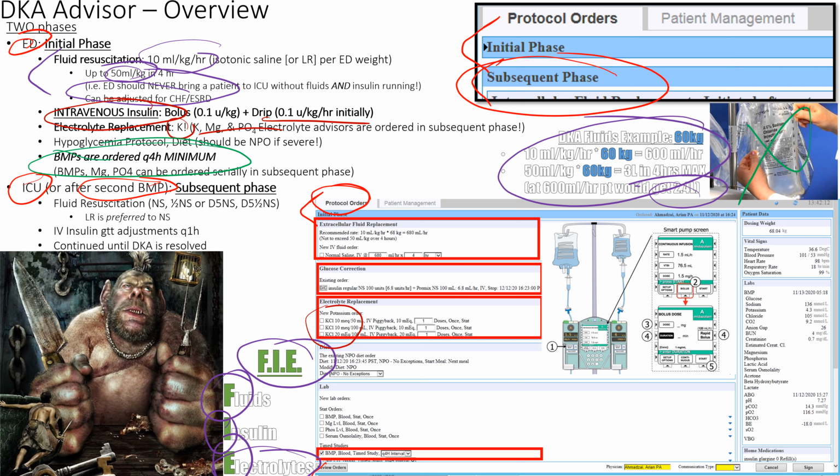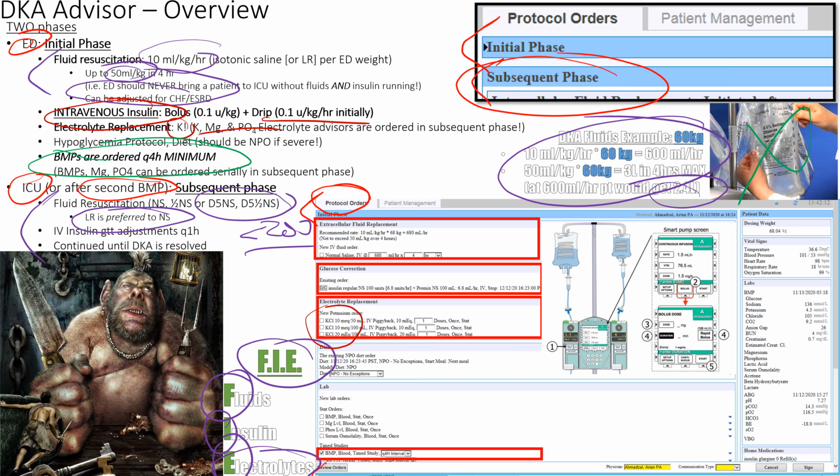All right, so then the subsequent phase. We finished the fluid resuscitation part in the first 4 hours, but now we are checking the chemistries every 4 hours, and the mag and phos and our electrolytes, and we're switching the fluids around. LR is preferred, but sometimes we have to use dextrose, especially for a sugar less than 200.